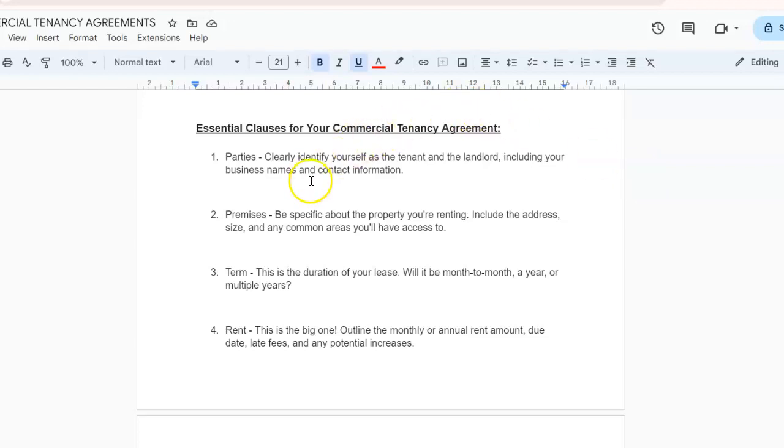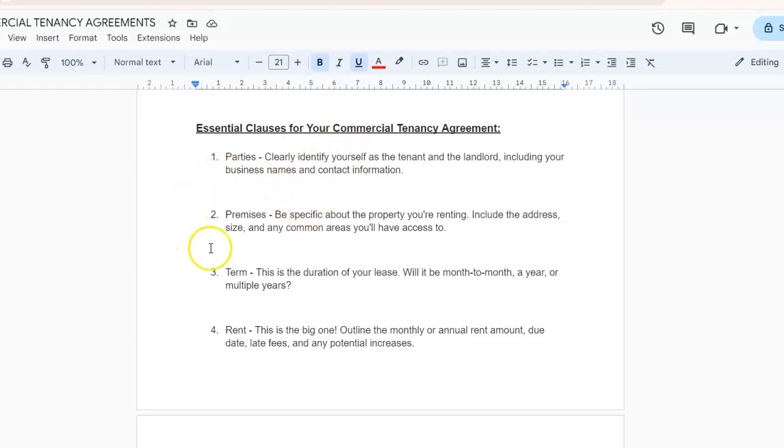Number one, every tenancy agreement must have a segment for parties. In this segment, it must include the business names and contact information. So you need to go beyond just names. You need to include registration numbers, addresses, and phone numbers for both parties. This ensures clear identification and avoids any confusion later on. If there are any guarantors on hand, you need to clearly state their details and responsibilities.